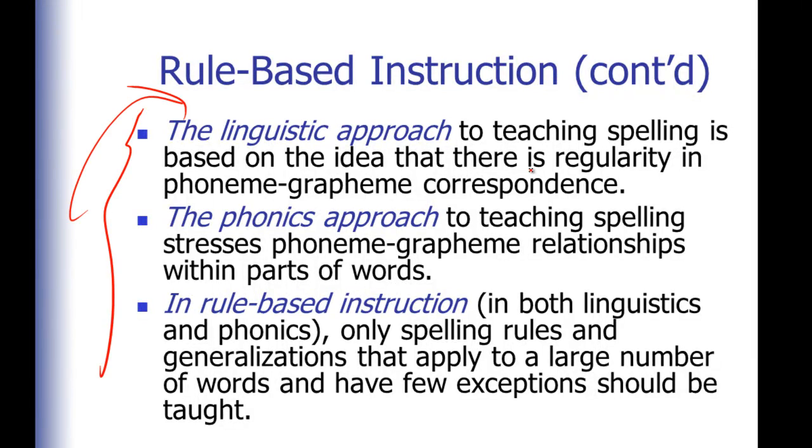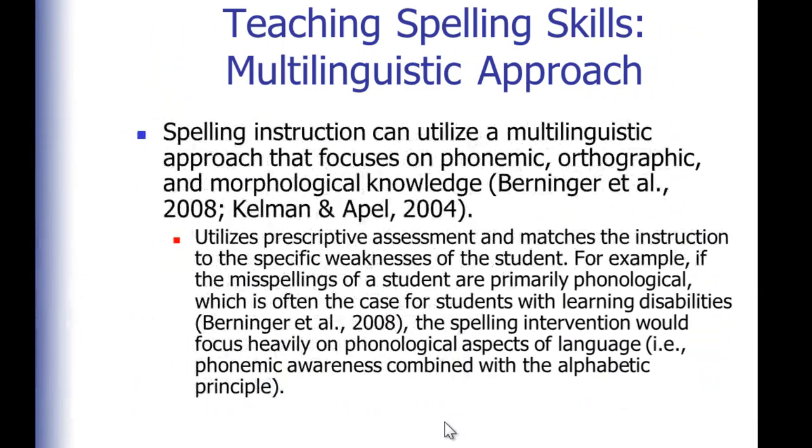Linguistic is teaching spelling based on the idea that there's regularity, and phoneme-grapheme correspondence. And phonics is teaching spelling that stresses phoneme-grapheme relationships with just parts of words, in other words, sounding it out. And rule-based puts them together, both linguistic and phonics. Only spelling rules and generalizations that apply to a large number of words and have few exceptions should be taught. Okay. Well, let me just keep going.